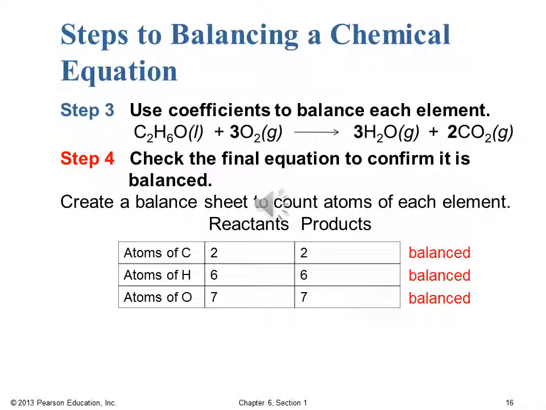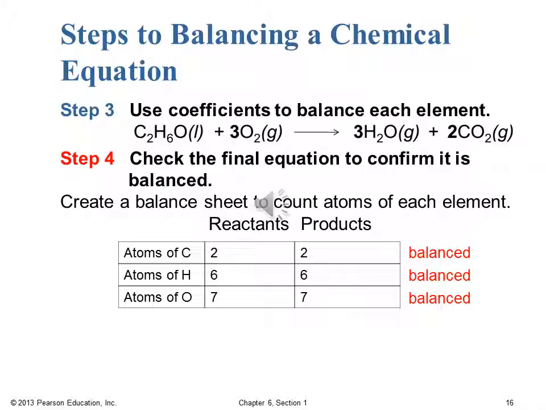Okay, so that takes us to step three, where we use coefficients to balance each element. And for a course like ours, where we tend to deal with fairly simple examples, believe it or not, trial and error works the best. So we saw in the previous slide that we had one atom of carbon in the product, the one carbon dioxide molecule, and we had two atoms of carbon in our starting ethanol.